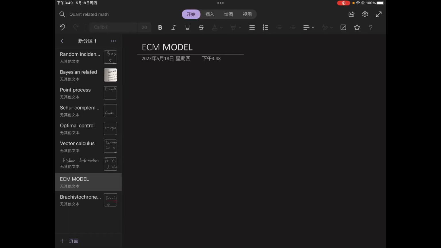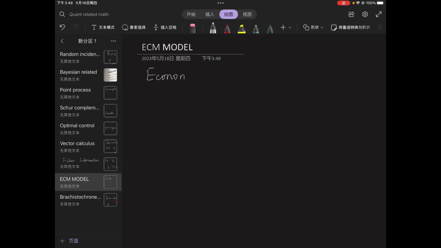Okay, so today I'm going to talk about the ECM model. This is a model used widely in econometrics, but I think it's also widely used as a time series model because it's often used for pair trading. Let's first begin with time series.